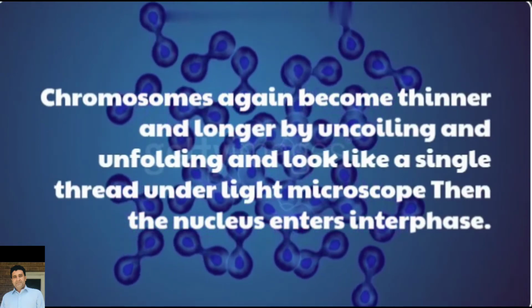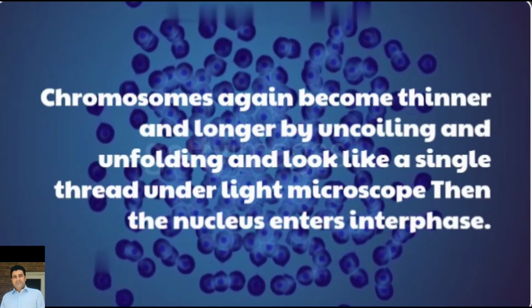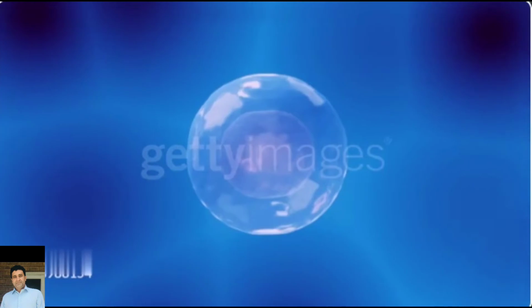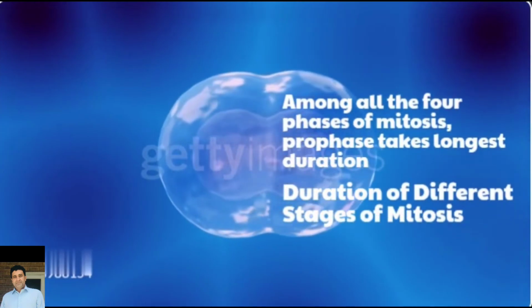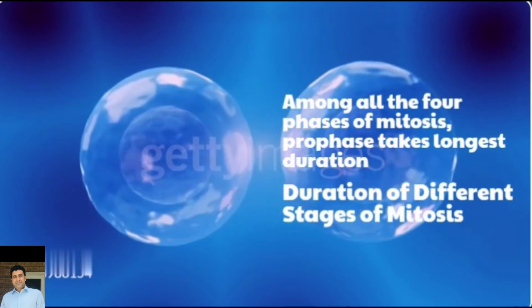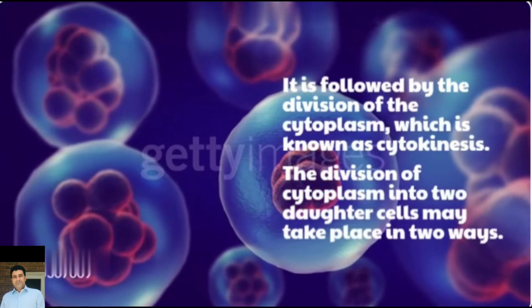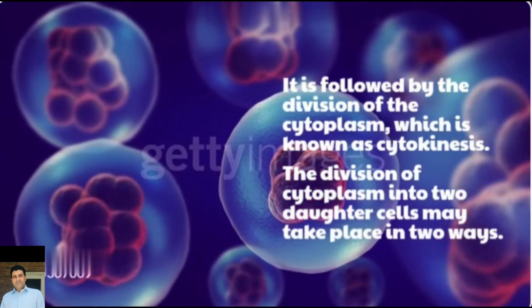Among all four phases of mitosis, prophase takes the longest duration. That prophase is the longest one. Remember students, after these different stages of mitosis, we will discuss cytokinesis. The division of the nucleus is known as karyokinesis. It is followed by division of cytoplasm, which is known as cytokinesis.